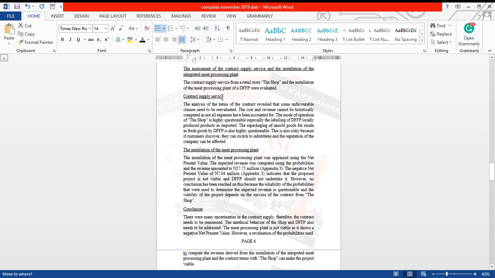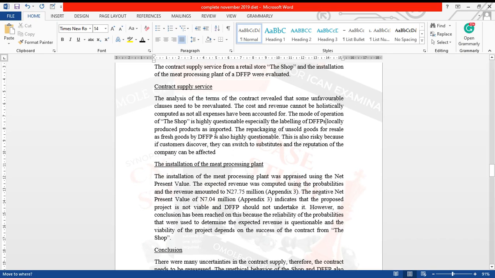Now, from the contract supply side, we're not really given so many figures. So there were a lot of uncertainties about the contract. The contract also revealed some unfavorable clauses that need to be evaluated. The cost and revenue cannot be holistically computed, as not all expenses are accounted for. They didn't account for all the expenses, just some. And the mode of operation of the shop is highly questionable, especially the labeling of DFFP's locally produced products as imported. So let's zoom in: locally produced products as imported.